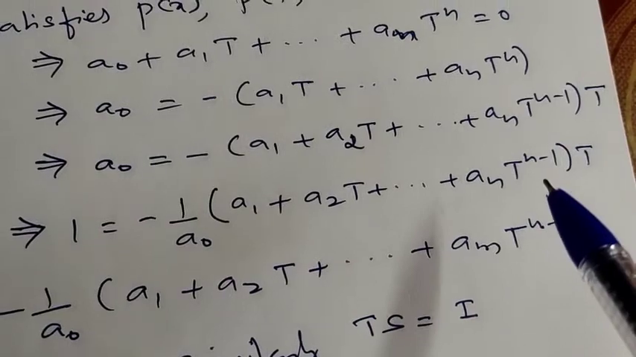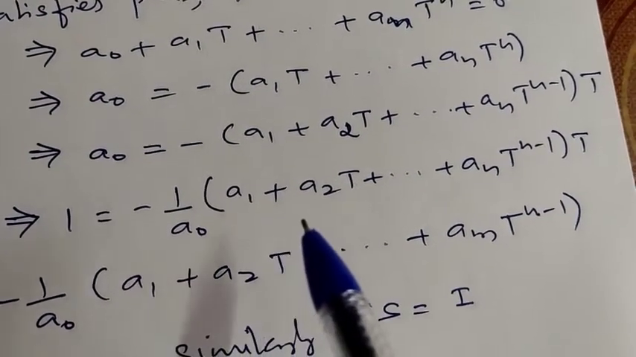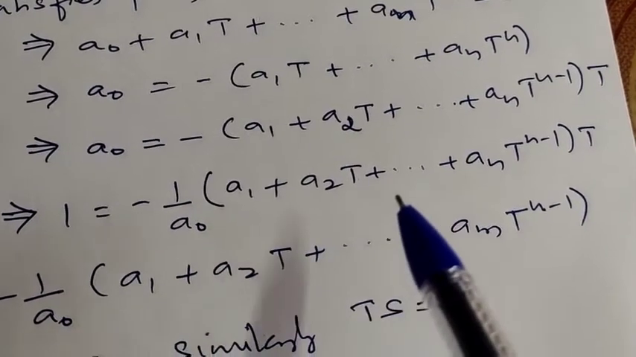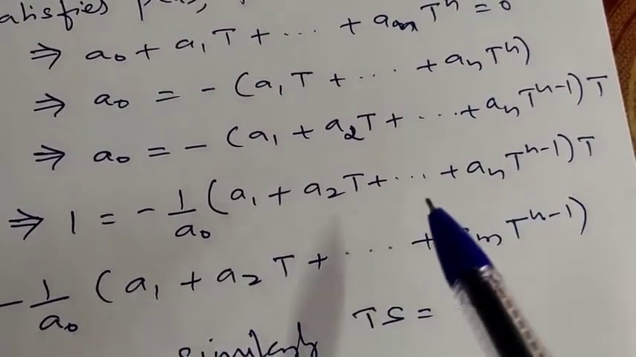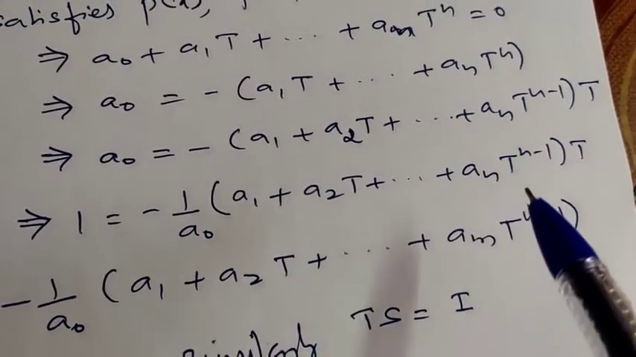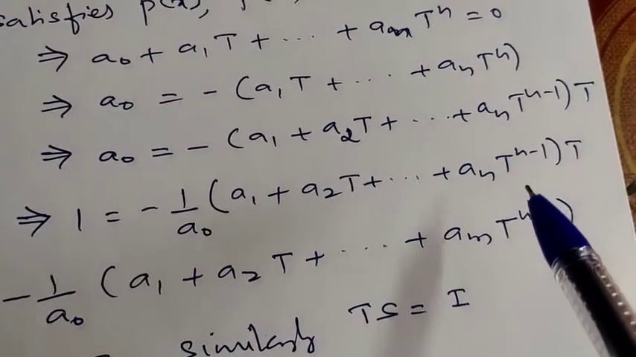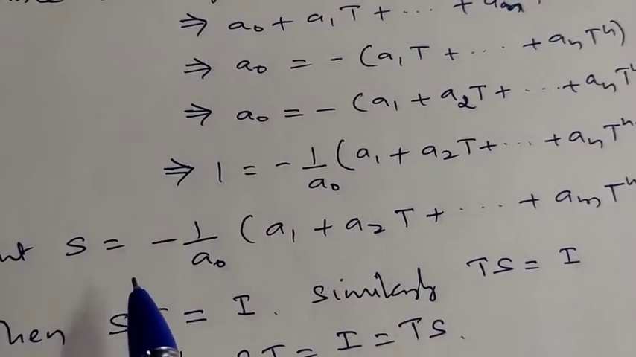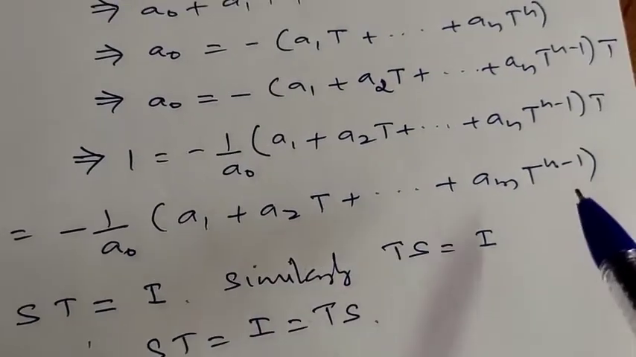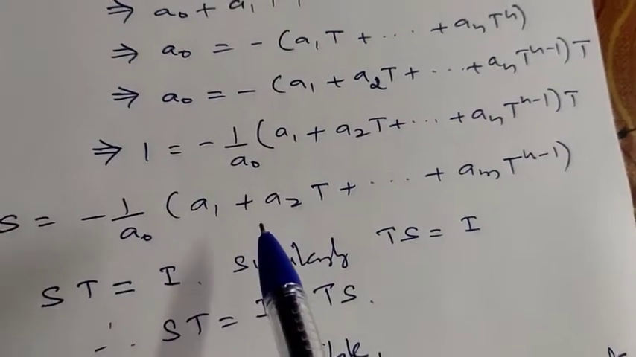Now you can see that this is like minus a1 by a0 plus minus a2 by a0 into T and so on. It is a polynomial in T, and since A of V is an algebra, this itself is an element of A of V. So that element I will call S, equal to minus 1 by a0 into a1 plus a2 T, because this is again a transformation: if T is a transformation, T square is also a transformation.